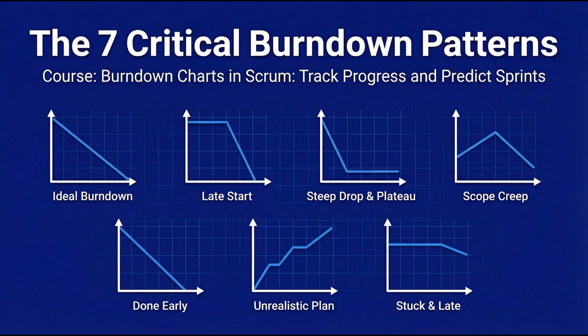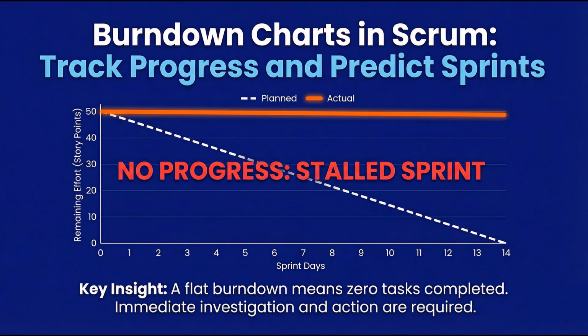I'm going to show you 7 critical patterns, what they mean, what questions to ask when you see them, and exactly what actions to take. Let's dive in. Pattern number 1, the flat line progression. This is when your burndown chart shows no decrease in work remaining for multiple days. The line is completely flat.